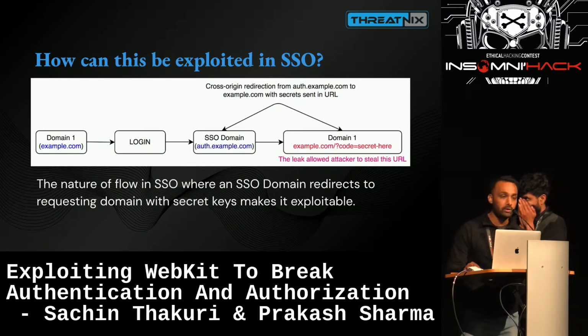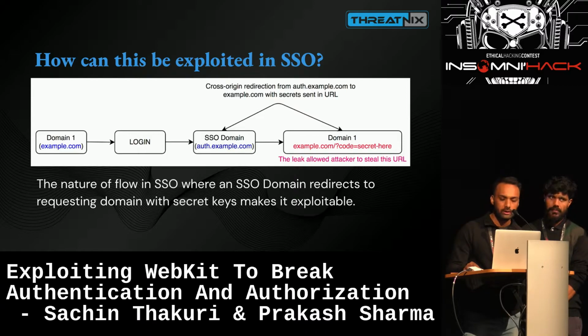Now, you might be wondering how this can be exploited in SSO? As you can see in this figure, when a user loads example.com, it first checks if the user is authenticated or not. If the user is not authenticated, then as shown in the figure, it will send the user to auth.example.com, which is an SSO domain that provides centralized authentication. After verifying, the user is then redirected back to example.com with an authentication token.